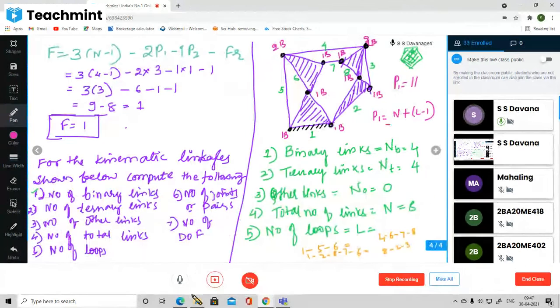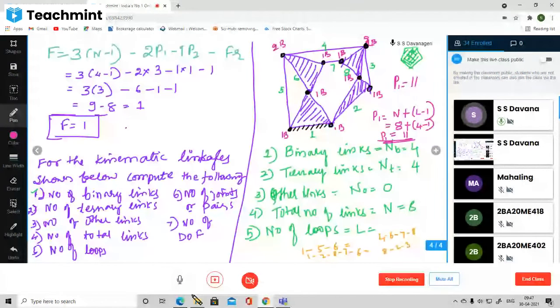Okay, so now the total number of elements is 8. Loops are 4 minus 1. You got 11 here. Okay, you got 11. Now this is the correct answer, right? Now the number of pairs is over.